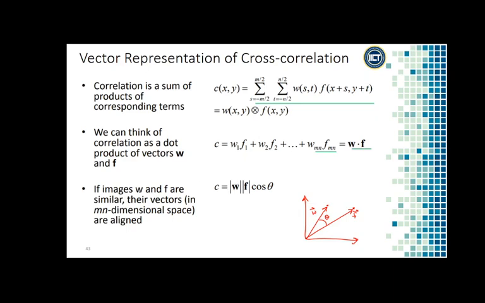If the images W and F are similar, their vectors in m-dimensional space are aligned. In this case we can write it as the absolute value of W, times the absolute value of F, times cos theta. Cos theta is the angle between W and F. If they are perfectly aligned, theta will be 0, and if there is some difference, then there will be some theta.